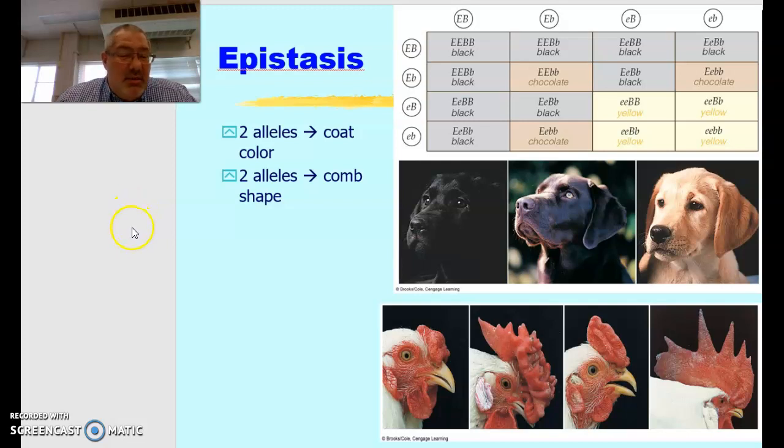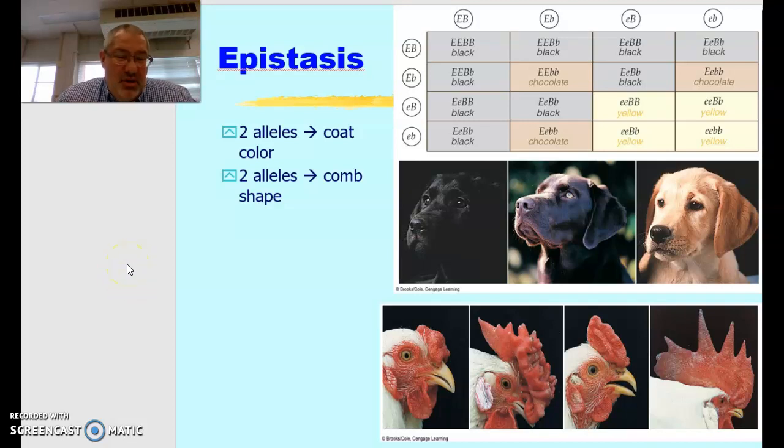Epistasis is an exception to Mendel, in that there are often two different alleles responsible for one phenotype. So the coat color of mammals, such as the Labrador retrievers, the shape of the comb on top of the chicken's head is an example of epistasis as well.